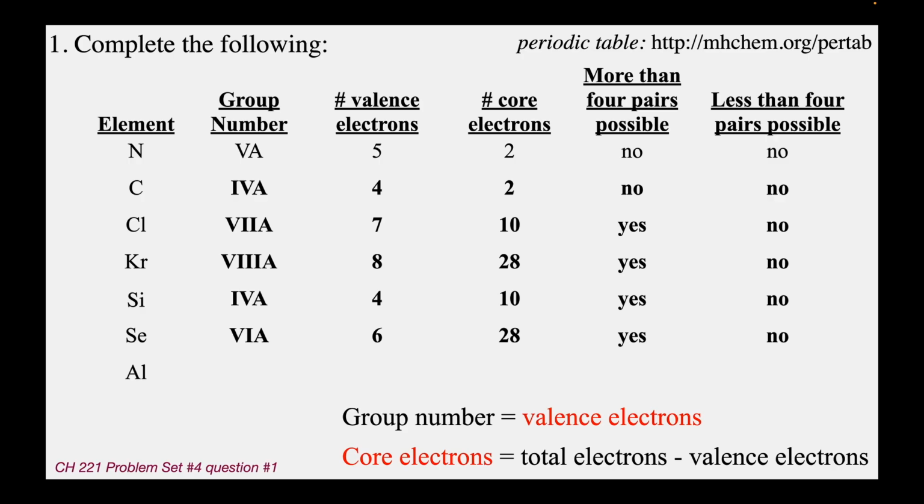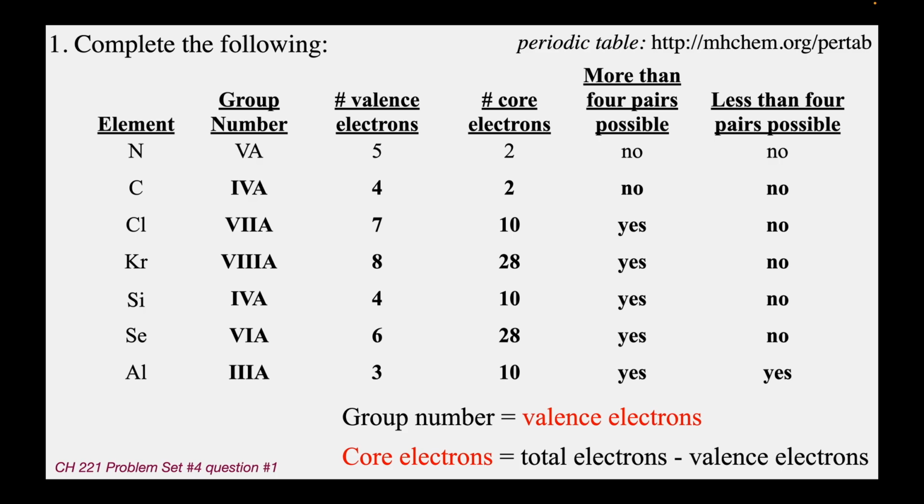By the way, just because it's possible doesn't mean they will have more than 4 pairs. They might be totally happy with 4 pairs. It kind of depends on the electrons, as we're going to see. But at least this way we can know which ones can have more than 4 pairs. And then finally, aluminum's number 13. 13 is the total electrons, but it's in group 3A. That means 3 valence electrons. So for this one, group 3A means 3 valence electrons.